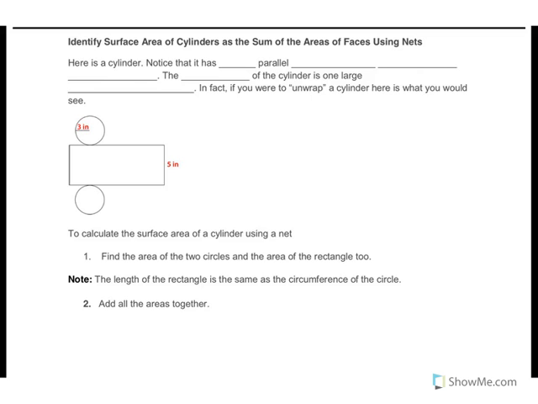Here is a cylinder. Notice that it has two parallel congruent circular bases, and the face of the cylinder is one large rectangle. In fact, if you were to unwrap a cylinder, this is what it would look like. So to calculate the surface area of a cylinder using a net, we simply find the area of the two circles and the area of the rectangle, and we're going to add them together.